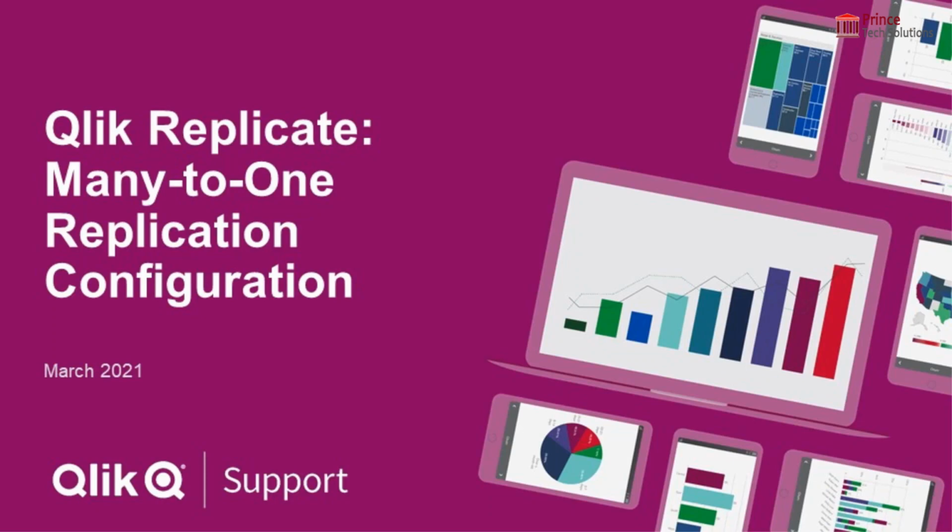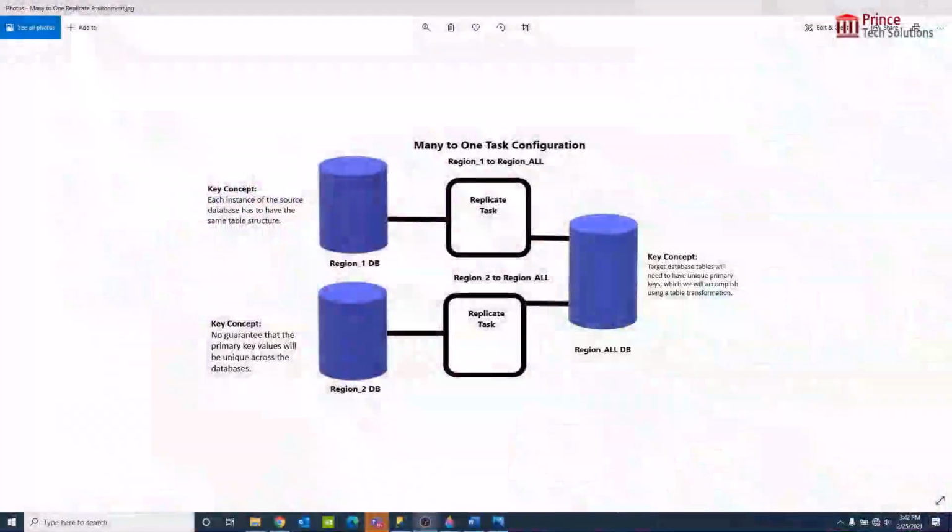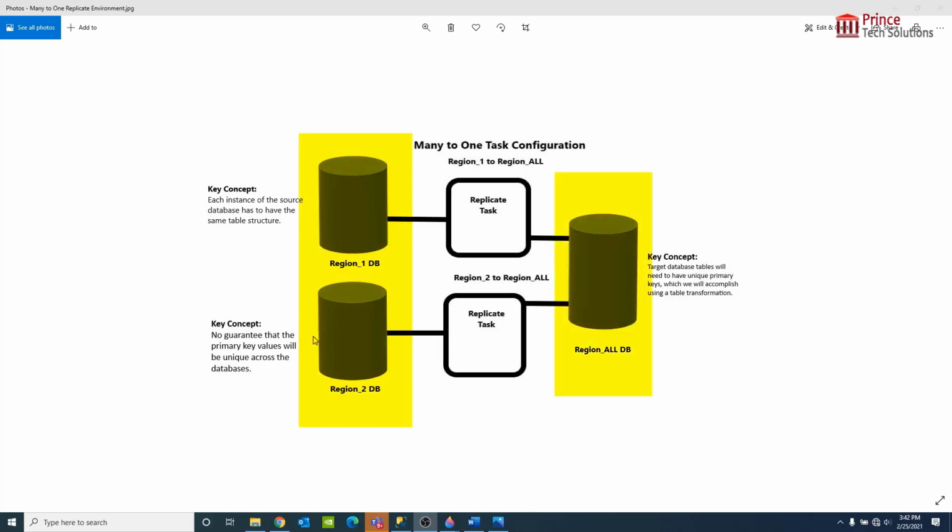In this tutorial I'll show you the replication from many to one data source. That means multiple tables will be merged or joined together and stored in a single data source. As you can see, these are two different data sources which will be joined together and transformed, and then inserted into a single data source. So let's begin.